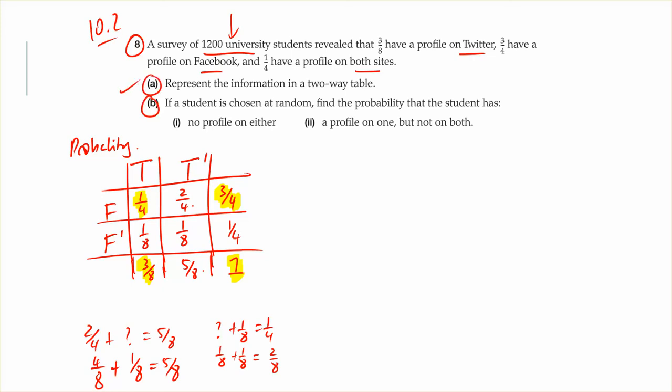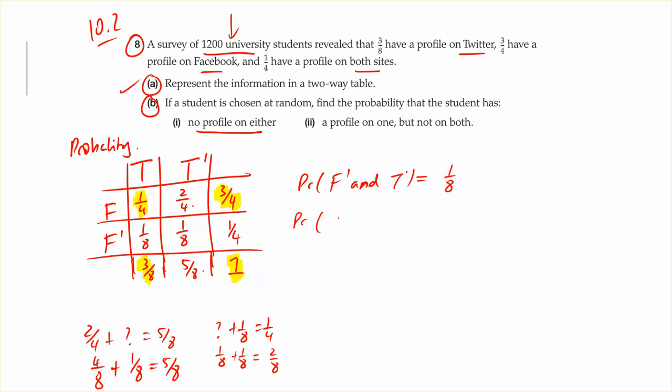So I've done this part. If a student is chosen at random, find the probability that the student has no profile on either. No profile on either means the probability of F dash and T dash, which is 1/8. I'm just reading off the table.